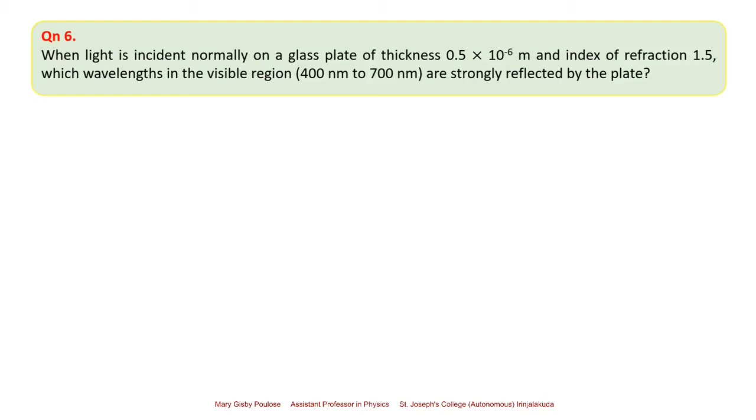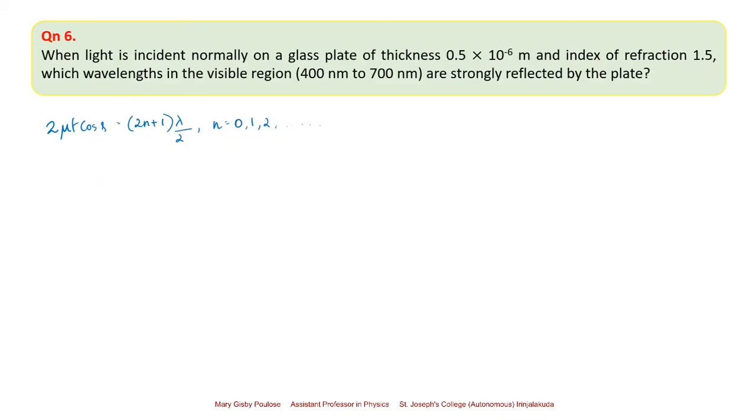So for that we have to take the conditions for constructive interference from a thin film, right? The glass plate is here acting as the thin film. So the condition for constructive interference is obtained as 2 mu t cos r is equal to odd integral multiple of half wavelength, that is 2n plus 1 lambda by 2, where n can have values 0, 1, 2, etc. This is of importance. n is starting from 0, 1, 2, etc.